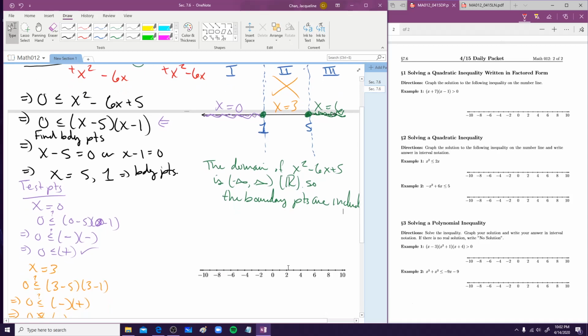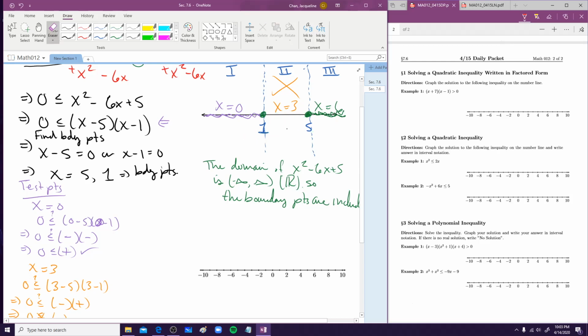Now, since it's a polynomial, the domain is all real numbers. So what does that mean? Our boundary points can be included, right? But don't mistake this domain for our inequality, where it's greater than or equal to, okay? Because that is false, as you can see, it's not true. There's a big chunk right here that is missing, so you cannot include this inequality.